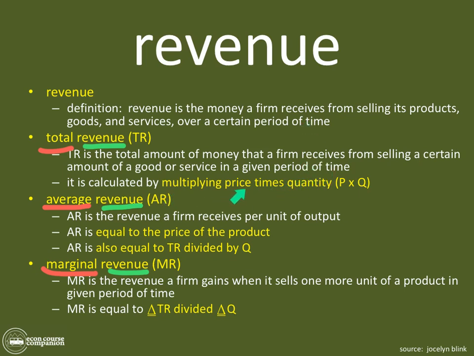All you're going to do to figure this out is multiply price times quantity. Like I just said, that's really easy. What's the price of your good? $10. How many did you sell? 100. So total revenue is 10 times 100, so $1,000.